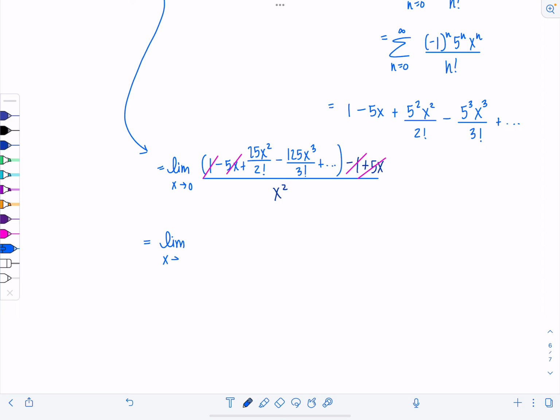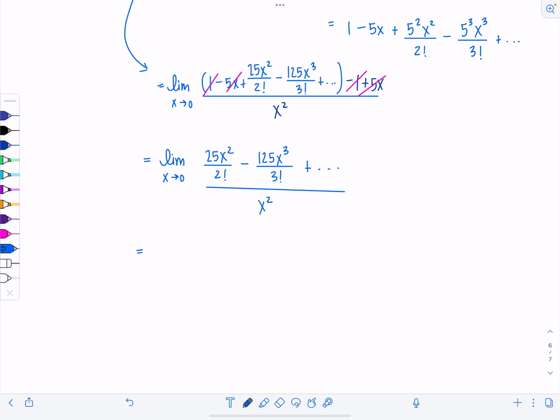Oh, this is just like all the other problems we did. Wow. 25x squared over 2 factorial minus 125x cubed over 3 factorial plus blah, blah, blah. Honestly, that's enough over x squared. You're going to divide out x squared from everybody who's left. And then we'll be done.